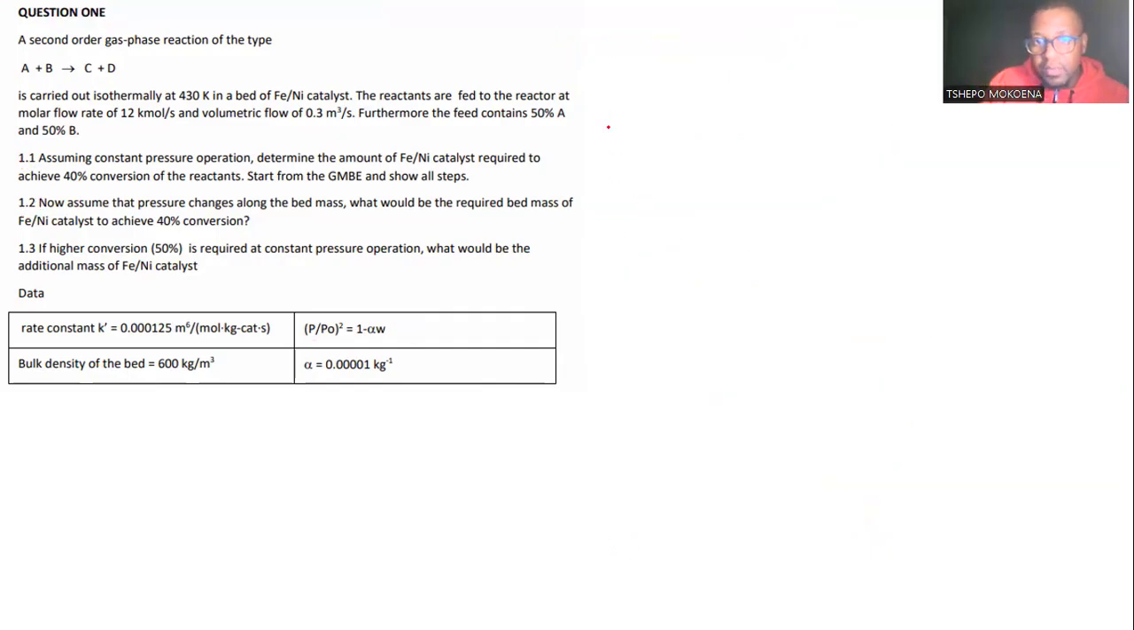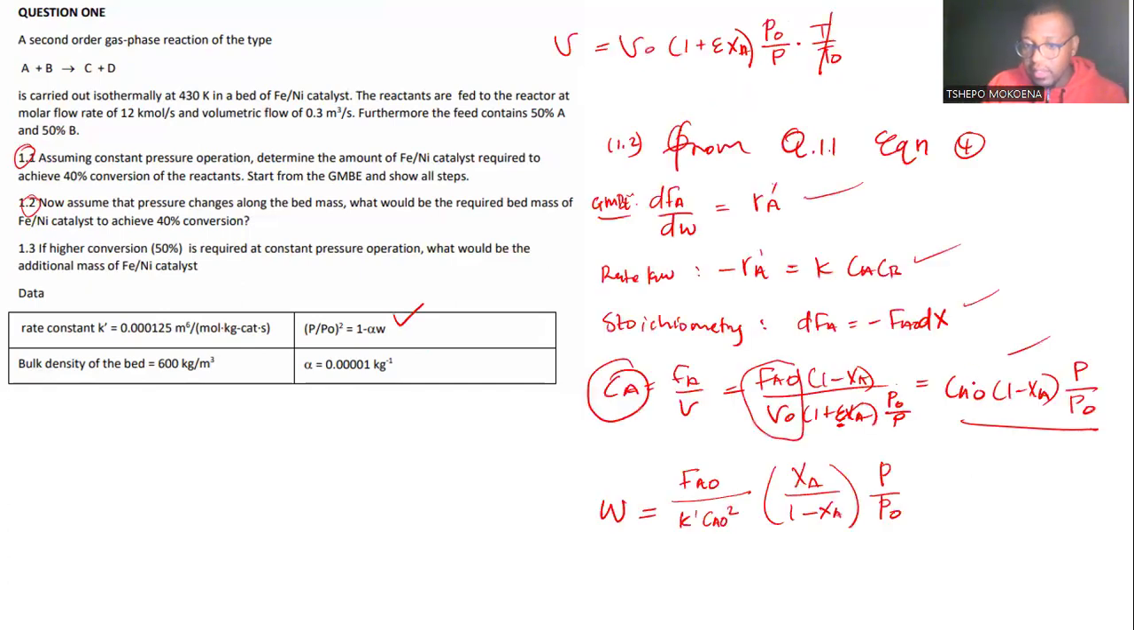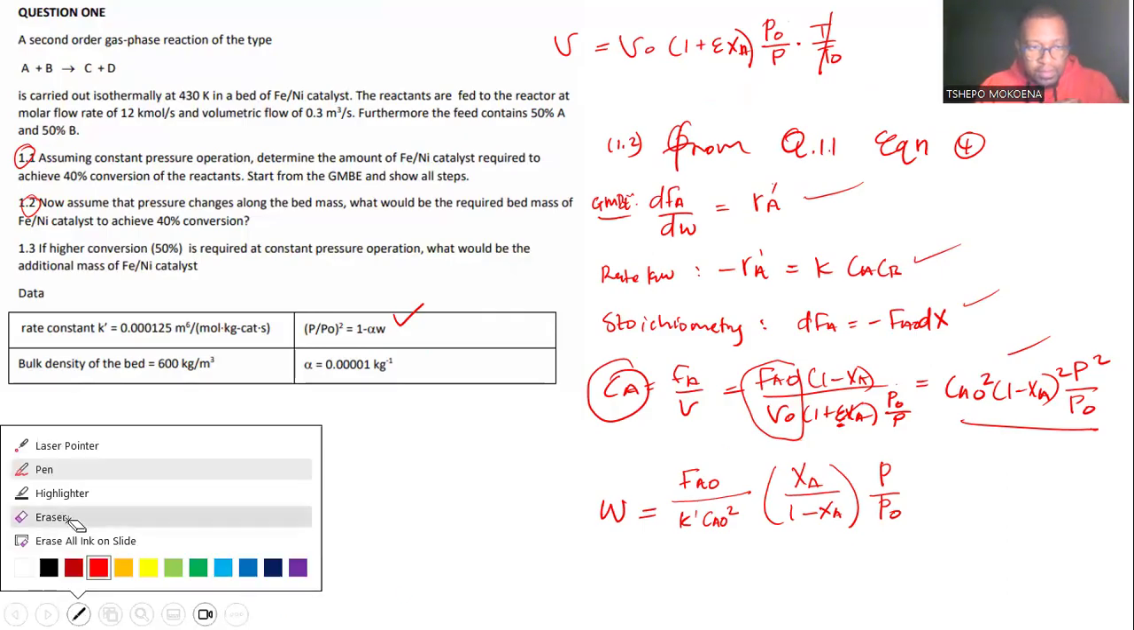Let me write it here. We have W is equal to FAO divided by K, CAO squared, XA divided by 1 minus XA. Told you how to derive this, integrate this, sorry. Then this, remember, oh, by the way, I think there's something that I didn't write here, it's supposed to be squared, and this will also be squared. Not here, sorry. Oh, I'm confusing you. I'm really confusing you.